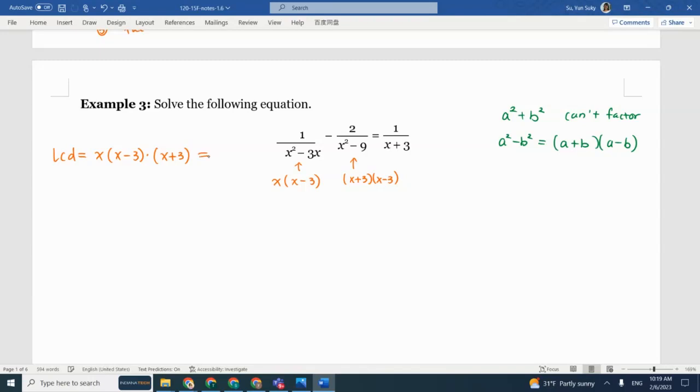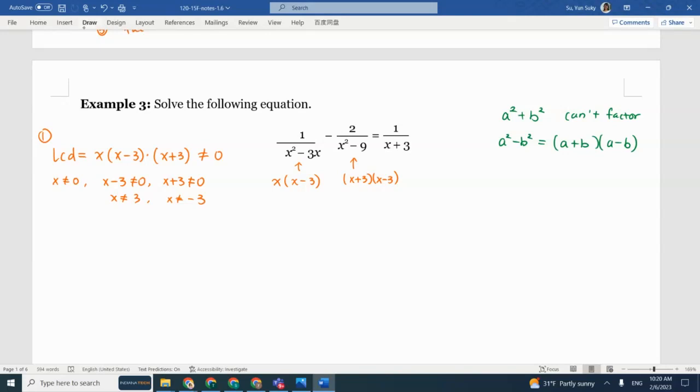And we say what? It cannot be 0. So all the factors cannot be 0. X cannot be 0. X minus 3 cannot be 0. X plus 3 cannot be 0. So x cannot be 0, x cannot be 3, and x cannot be -3. That is the first step: we find the LCD and the domain. Okay, everybody?